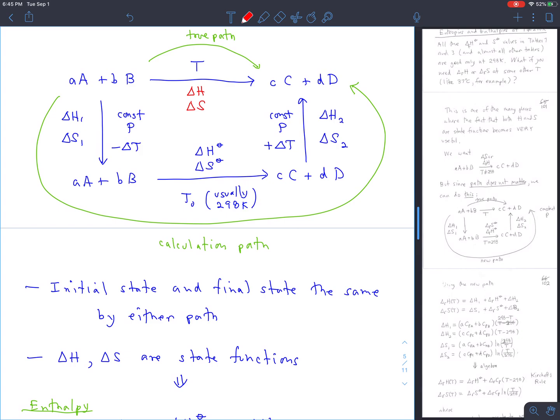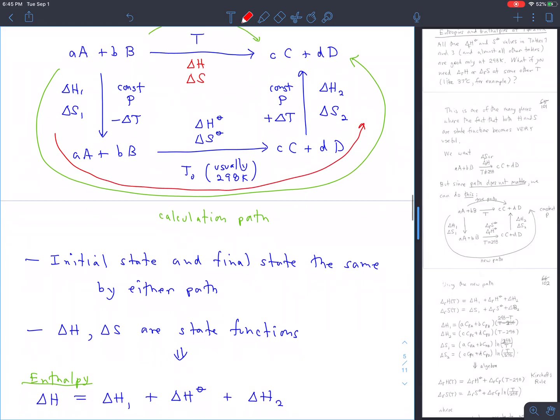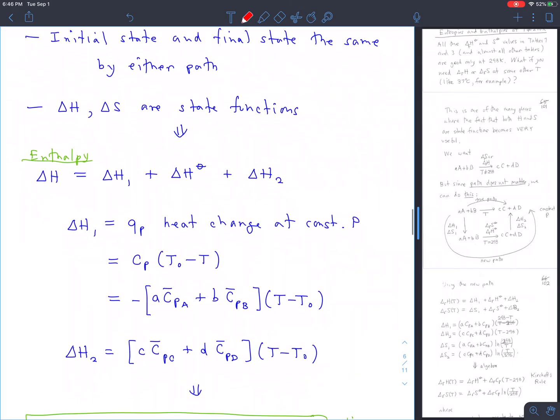This particular path is chosen because it makes use of these table values, which is actually necessary. I don't know of any way to do these calculations without using the table values. So what will the delta H then be if we're going by this path? That will be the following.